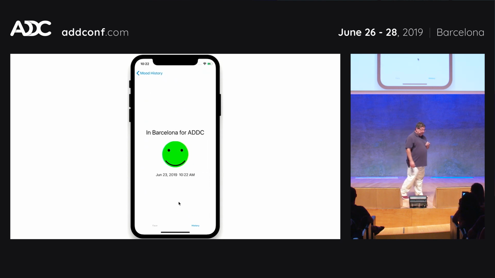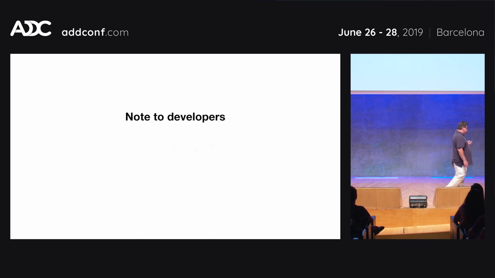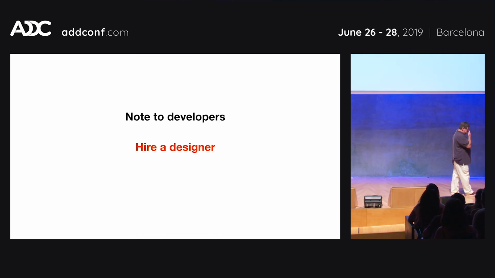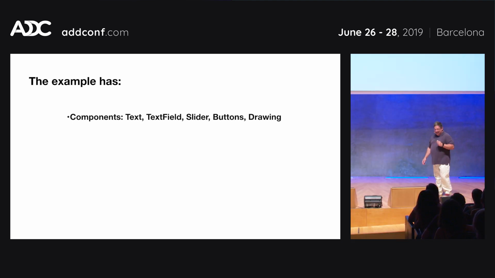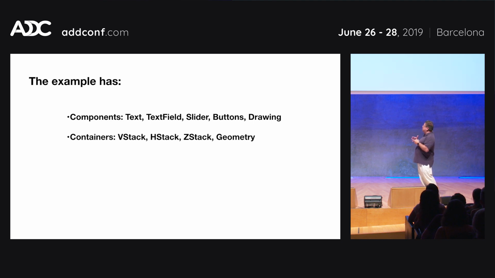So, takeaway 1. The point of this example is it has all the pieces, but it does look ugly as sin. So it has components like it had a text and a text field and a slider and a button, and I had some drawing in it. I had containers like not only the vertical stack, but there's horizontal stacks, and there's Z stacks so that we can stack the face coming out to you. So it's the circle, and then the eyes, and then that mouth.